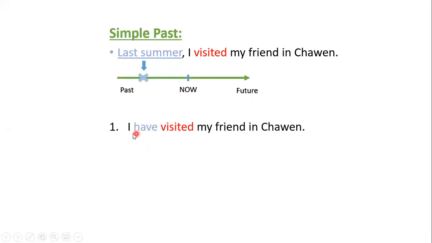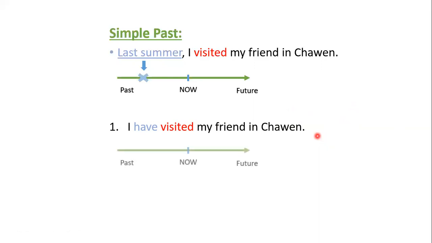I have visited my friend in Chaouen. I have visited my friend in Chaouen. Do we know the exact time? We don't. We don't even know if it is in the past. Oh, but sir, we have visited. Visited is in the past simple, so it must be in the past. But we don't know when in the past. There is no time indicator. We don't have last week, we don't have yesterday.